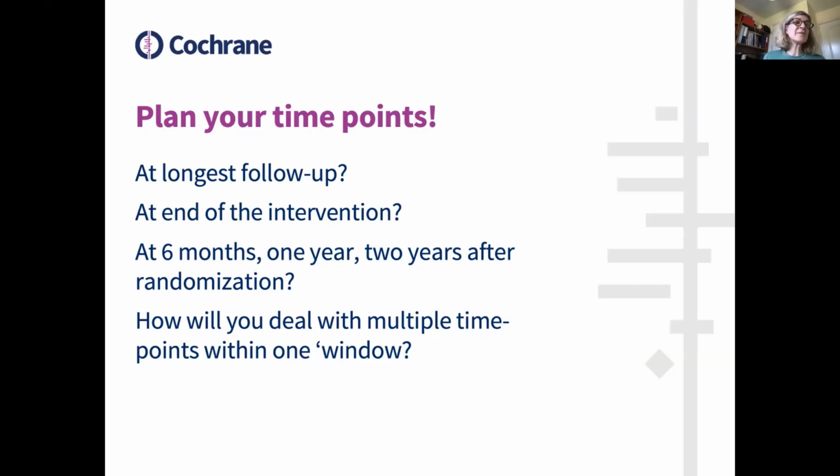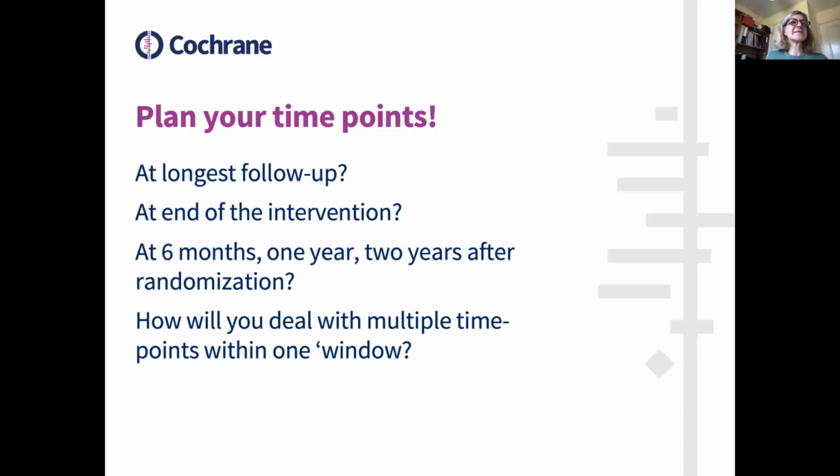You might want to look longer term, 6 months, 1 year, 2 years after randomization or after the intervention. And what you also need to think about is what if you've got multiple time points within one window? So, for example, you say that you're going to measure it at 1 year and at 2 years. But what do you then do if a particular study measures the outcome at, say, 18 months as well as 2 years? Which outcome measure are you going to use for your 2-year time point?